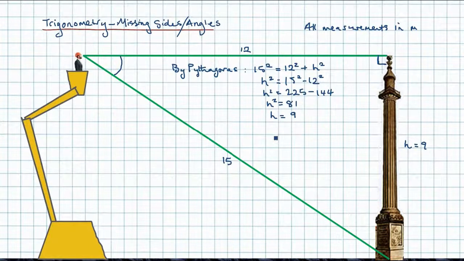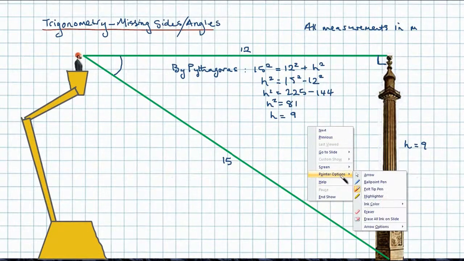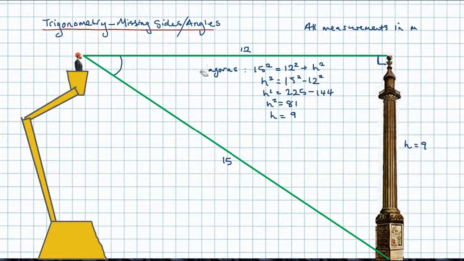So we've solved that. We've already found the height of the monument, but before we pack up and go home, what was the angle, I wonder, up here between this horizontal line, this distance line, and the diagonal distance from this point to the base of the monument? Well, we can find that out using the trigonometric ratios. So how are we going to do that?